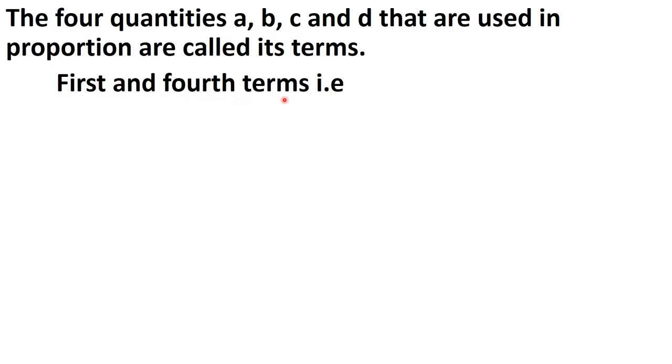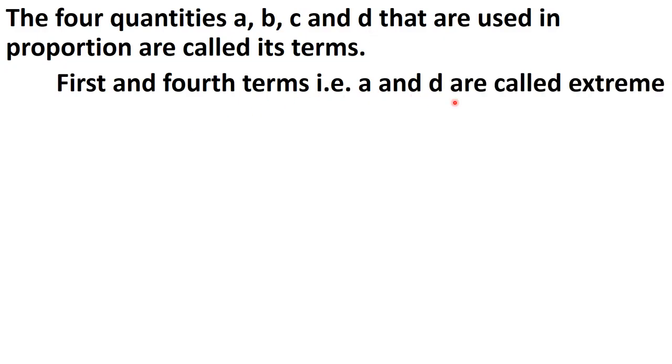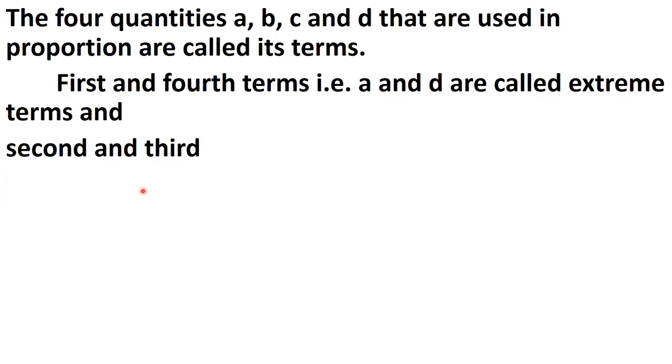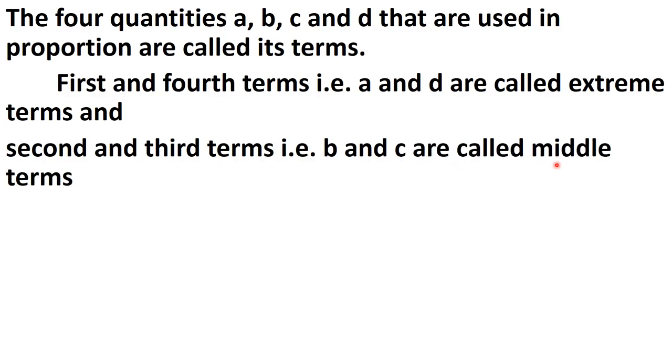First and fourth terms, that is A and D, are called extreme terms. And the middle ones, second and third, that is B and C, are known as middle terms, or we can say means. First and fourth are called extreme terms. Second and third are called means or middle terms. Sometimes this question is asked: write the middle terms or write the extreme terms.